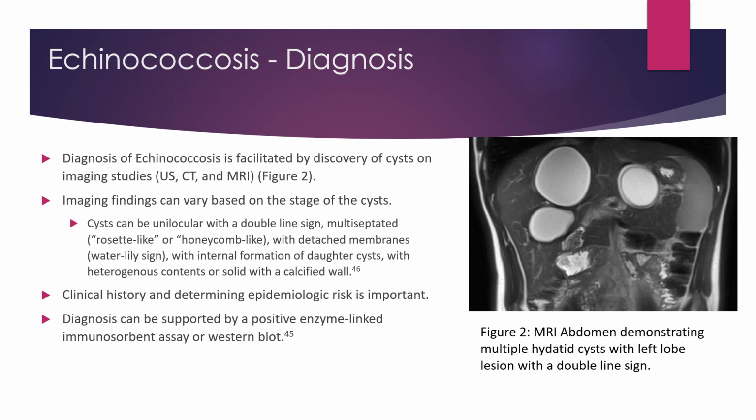Cysts can be either unilocular with a double line sign, as on the right, or multiseptated with a rosette-like or honeycomb-like appearance. You can have detached membranes, the water lily sign. You can have internal formation of daughter cysts, or you can have heterogeneous contents, or even a solid lesion with a calcified wall. And the key for making the diagnosis is determining epidemiologic risk.